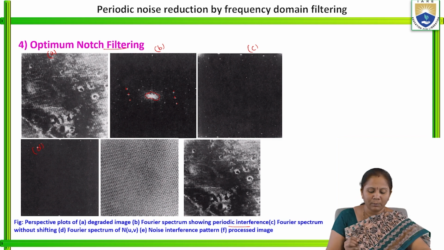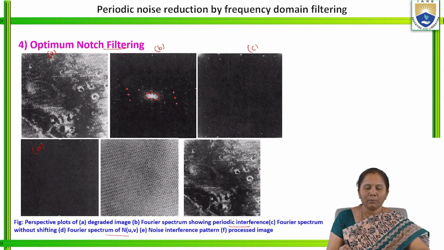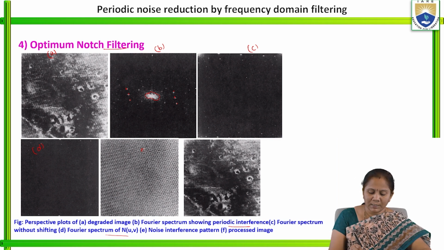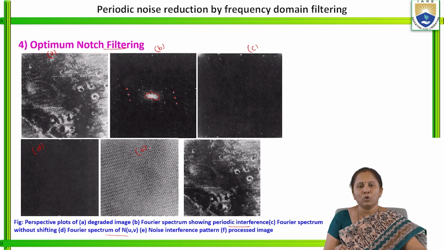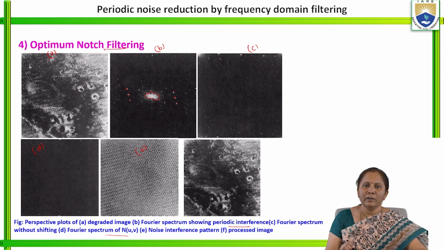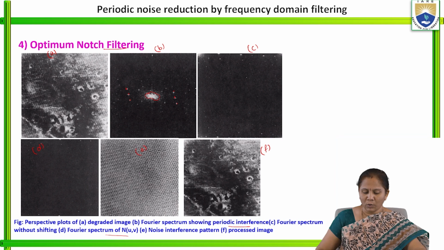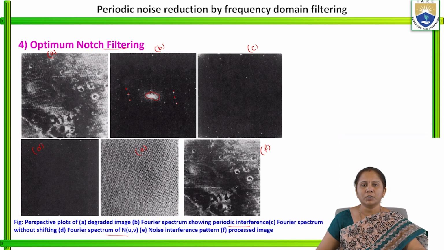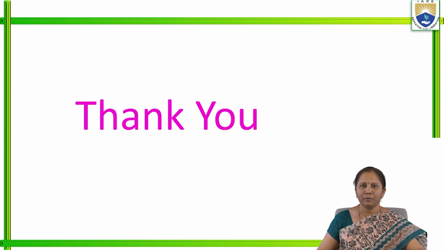And so this is image D, which represents the Fourier spectrum of the additive noise N(u,v), and this is E, which represents the noise interference pattern. So this is the noise pattern for optimum notch filtering. And if this noise is removed by applying the filter, the image we are getting is the output image, which is called the processed image. So this is about periodic noise reduction by frequency domain filtering.